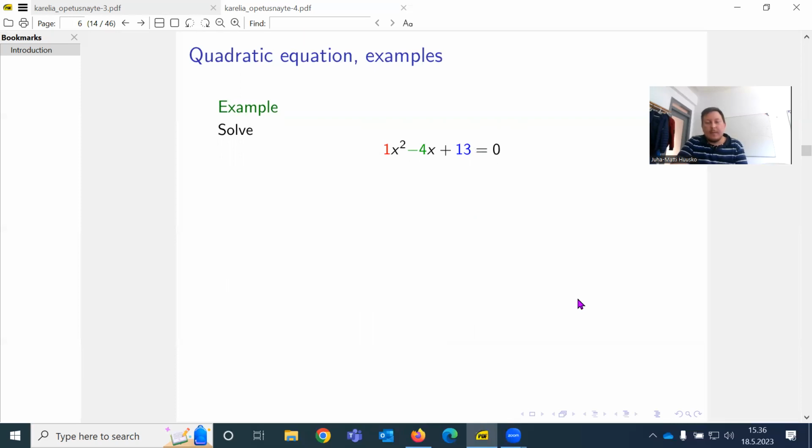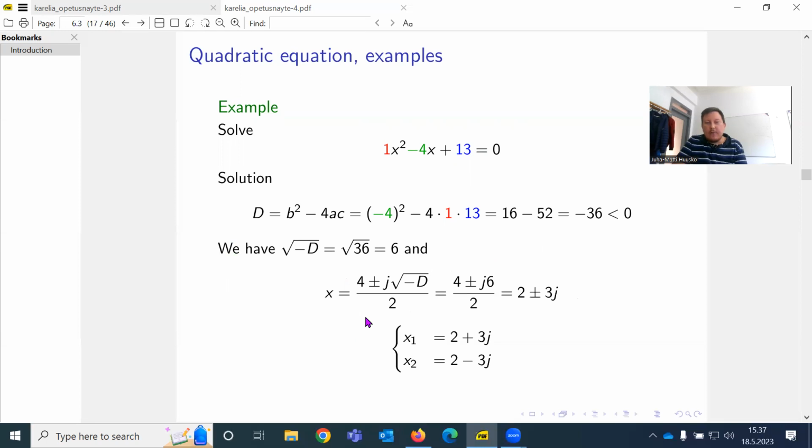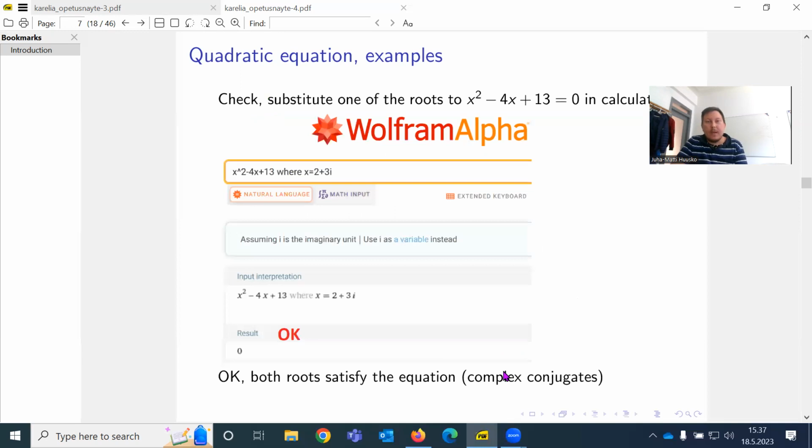In this case, if we calculate the discriminant, it will be negative. To proceed, we need to calculate the square root of minus d. In this case, it will be 6. After adding an imaginary unit to our formula, we will get that x is one of these complex numbers. We can check this answer by computer.